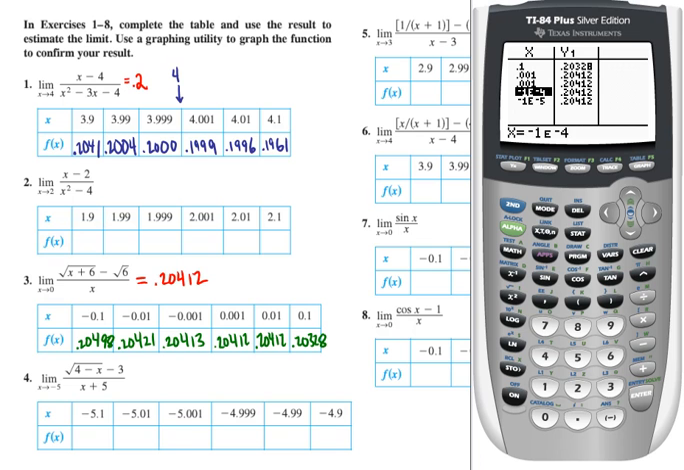So please note the difference between problem 1 and problem 3. When we approach a number other than 0, we're going to do it 0.99999, etc. from the left, 0.1, 0.01, 0.001 from the right. But when we're approaching 0, it's going to be negative 0.1, negative 0.01, negative 0.001, and positive 0.1, 0.01, 0.001. So I hope that makes sense.